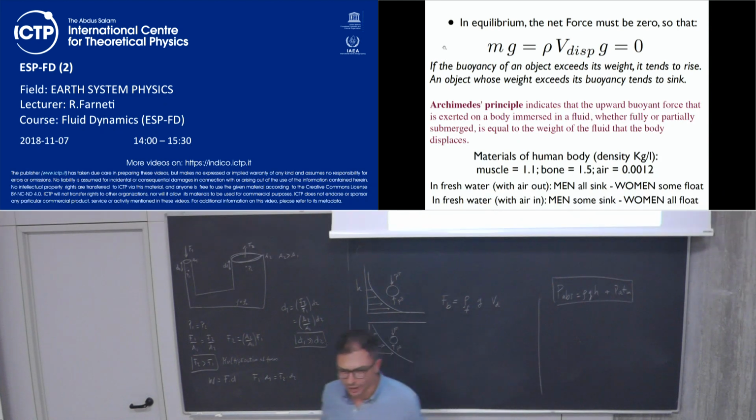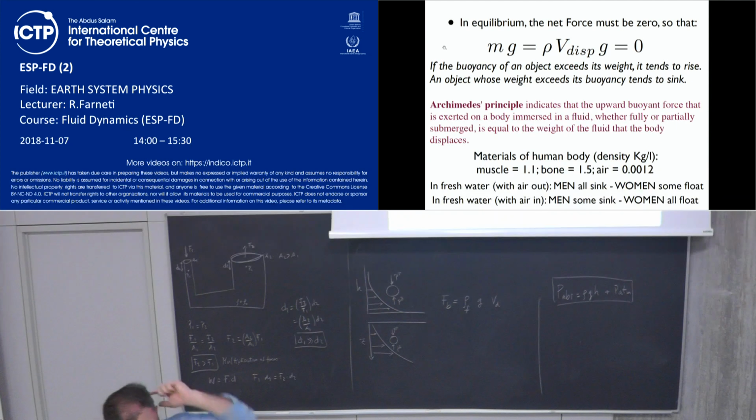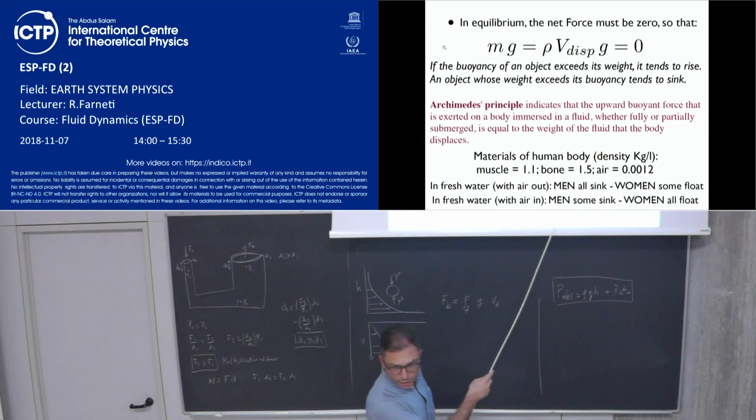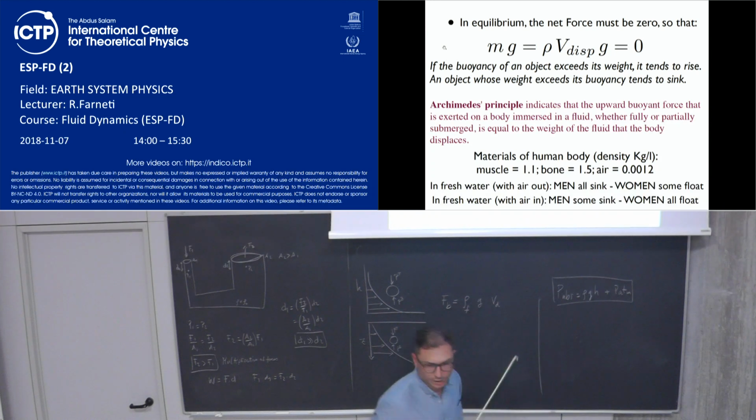Some of you ladies will survive, okay. Again, the same swimming pool: you breathe in, so you lower your density, so the difference between the density of the fluid in the swimming pool and your own density is increasing, it's getting larger. So some of us will survive and all of the ladies will survive.